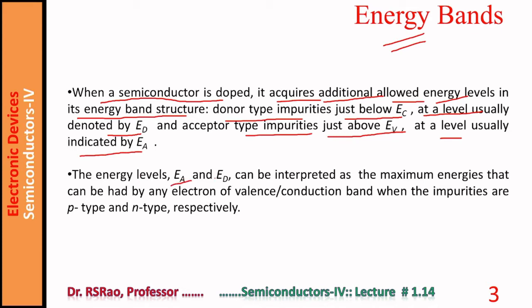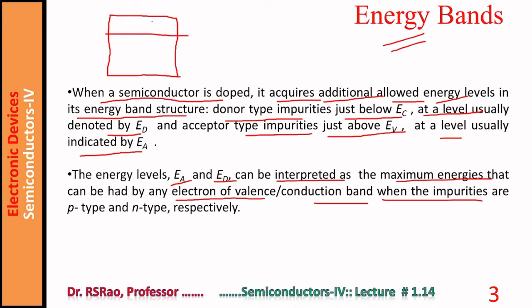Energy levels EA and ED can be interpreted as the maximum energies that can be had by any electron of the valence or conduction band when the impurities are p-type and n-type respectively. What he is trying to tell is, to understand, consider the energy band diagram of an intrinsic semiconductor. This is the conduction band, this is the valency band. In between, the band gap energy is there. This is the band gap.